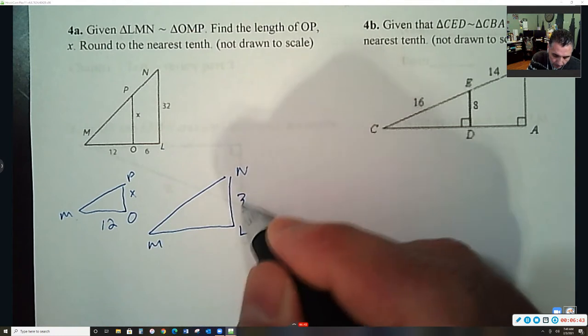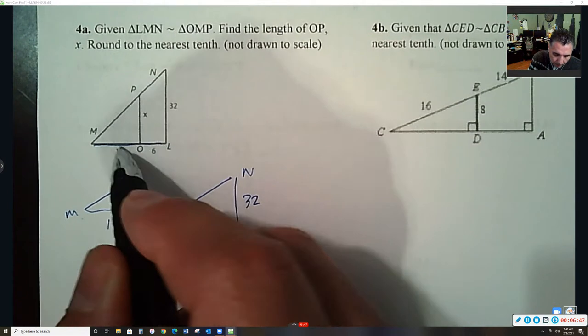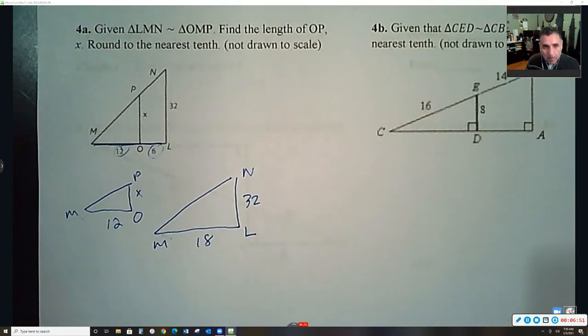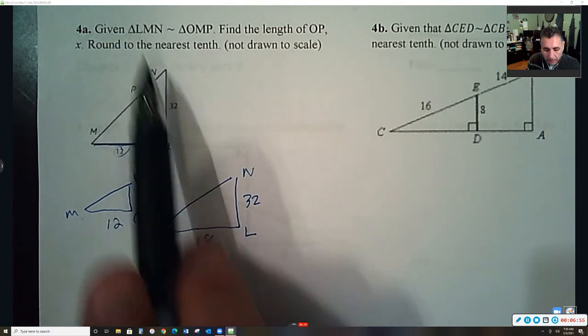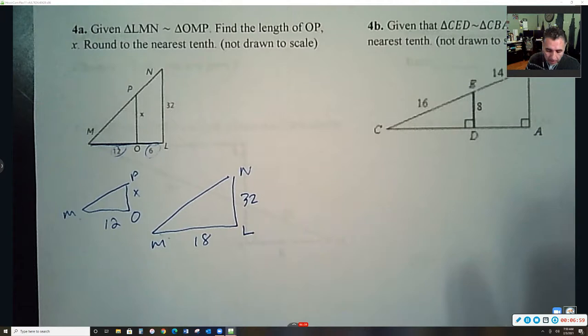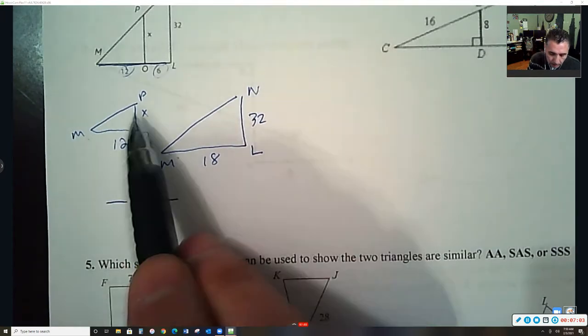This is 32, and then be careful with this side length, because this side length goes from here to here. So it's 12 and 6, which would be 18. Okay, and up here in the directions, it does tell us that the triangles are similar, so I know the sides are proportional.